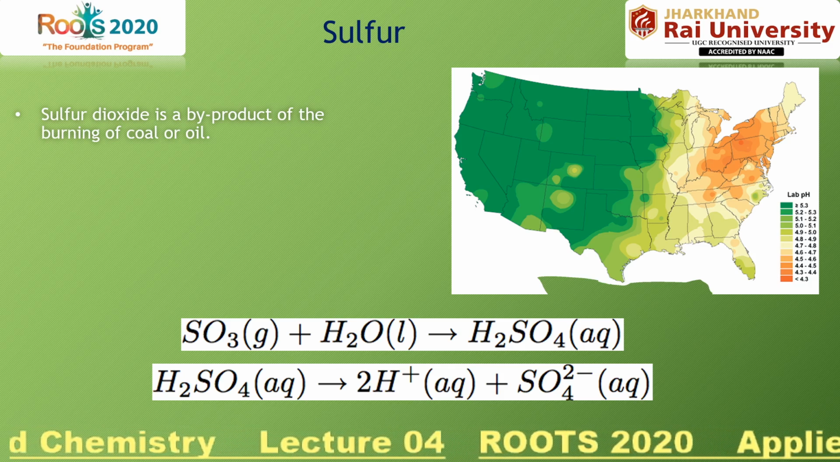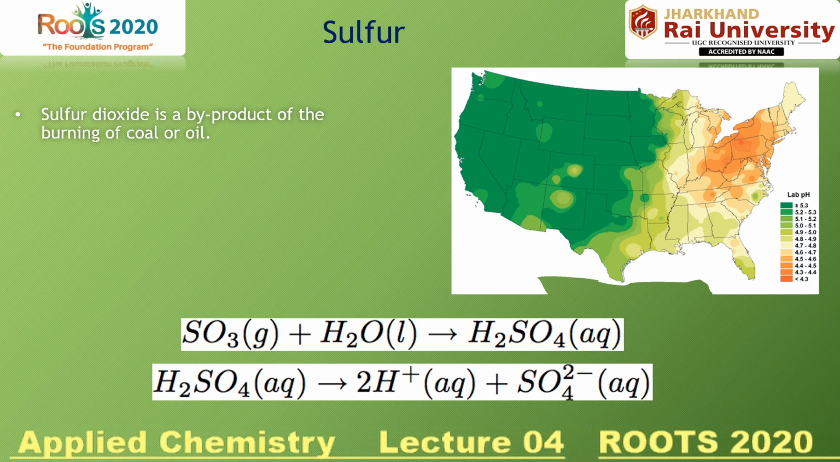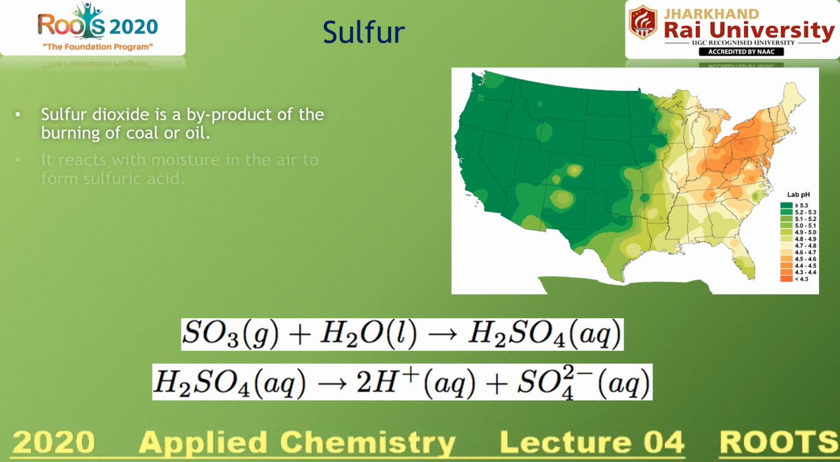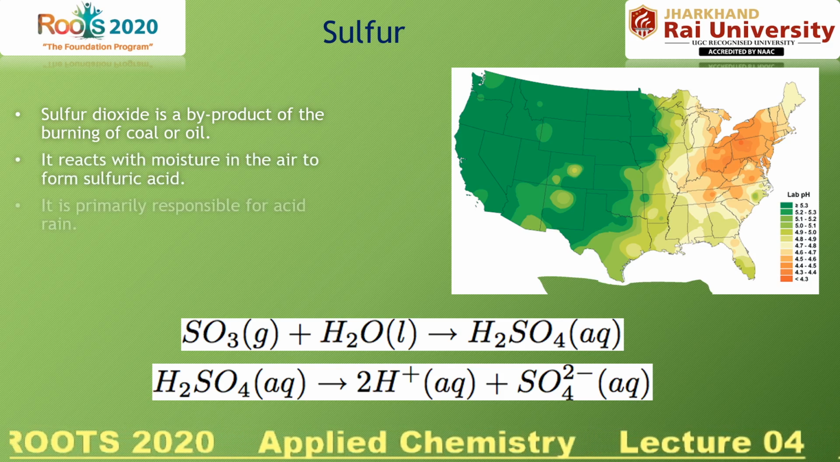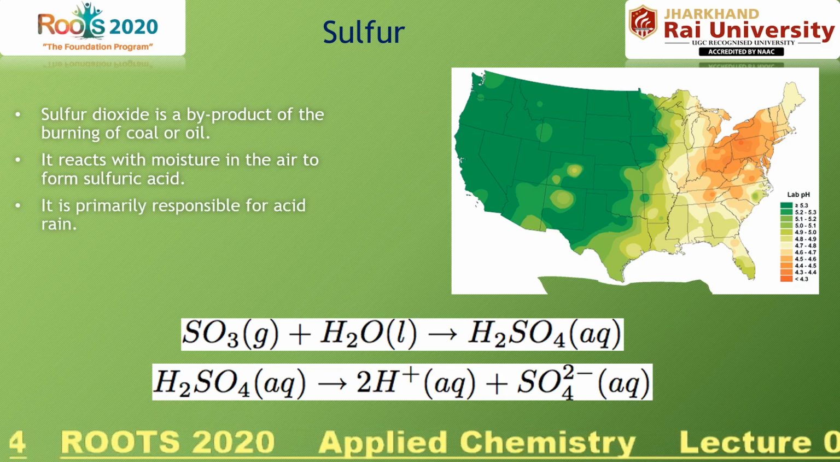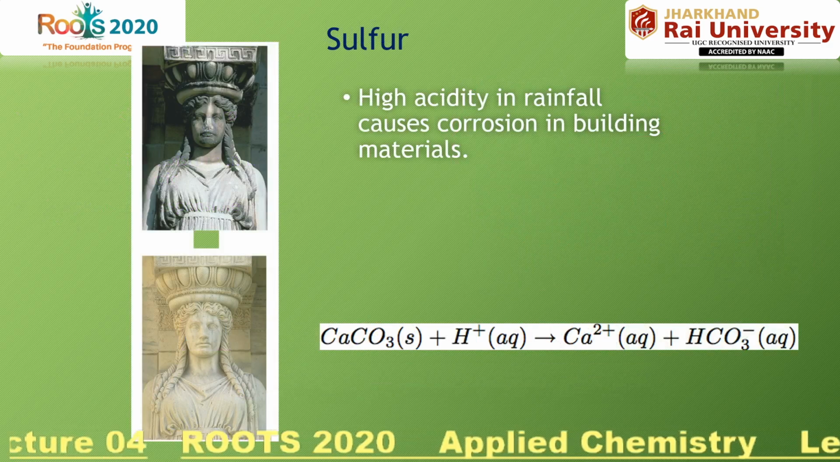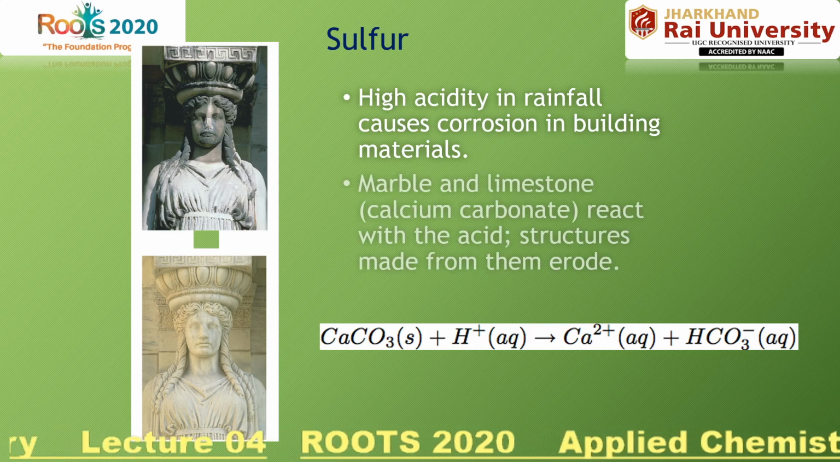and the structures and the sculptures that are made of calcium carbonate, that is marble. It reacts with the moisture of the air and forms sulfuric acid, which is primarily responsible for acid rain. Here you can see how it reacts with calcium carbonate and can form calcium hydroxide.